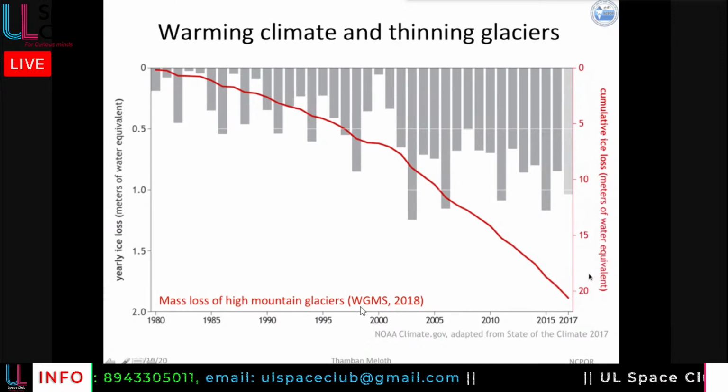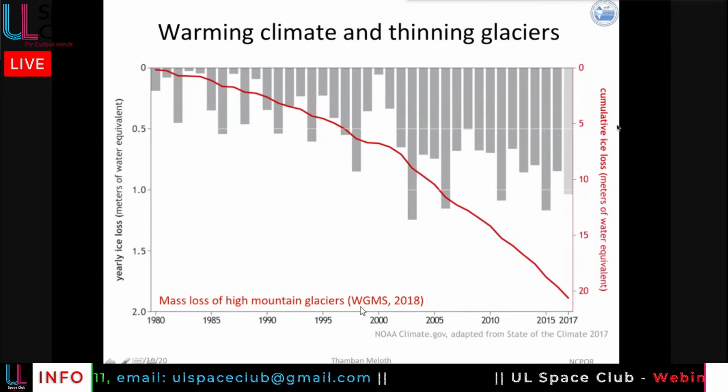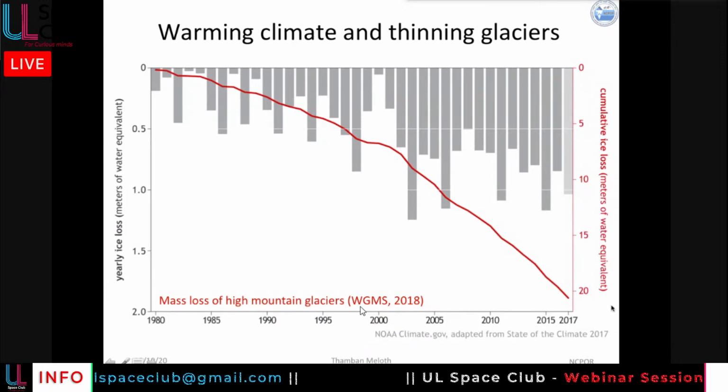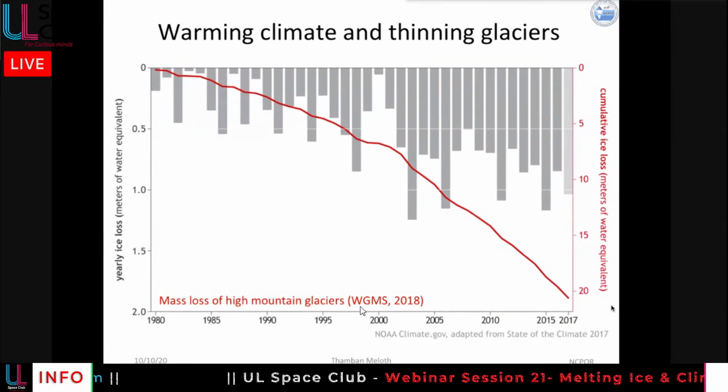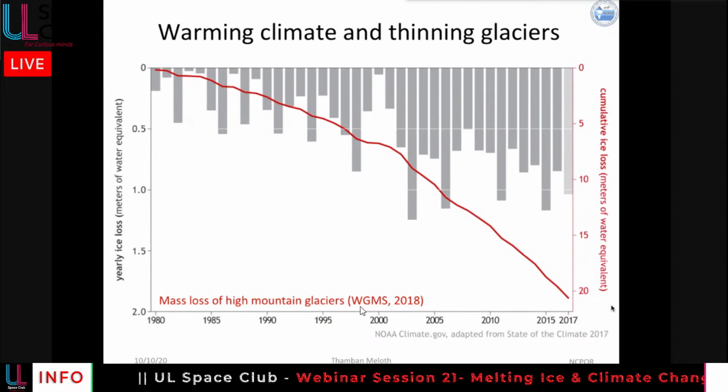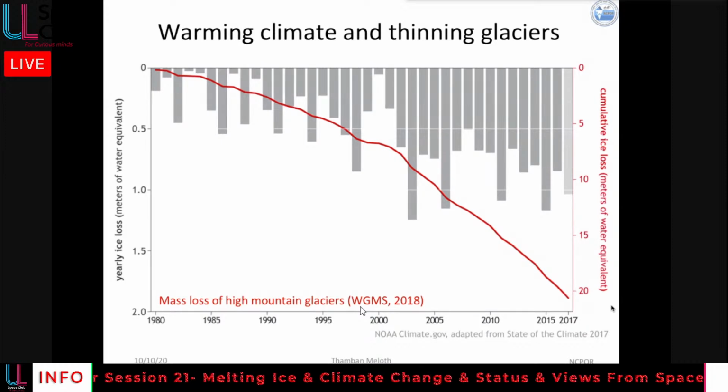So this is a cumulative, the red color, what we say, cumulative loss of ice in meters of water equivalent, because the loss of ice is always mentioned in terms of water equivalent. That water equivalent is nothing but, if you melt one cubic meter of ice, how much water will be produced.